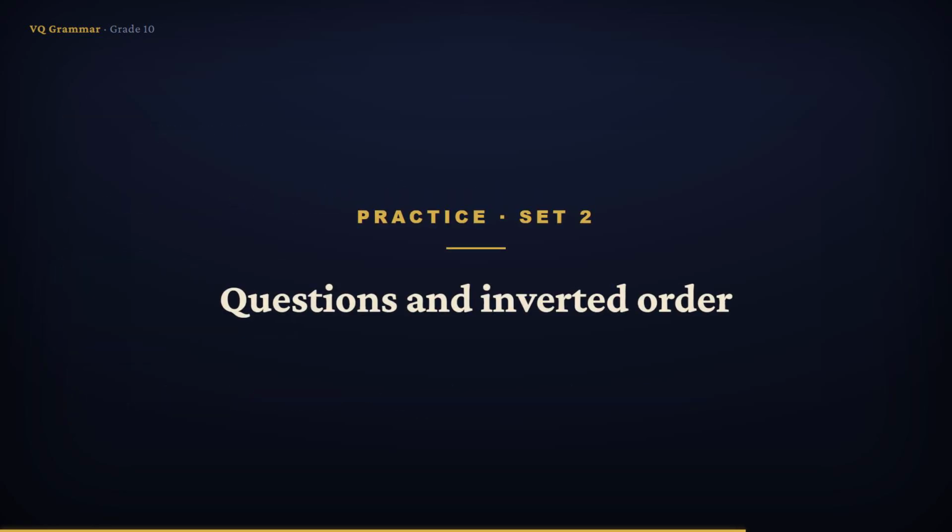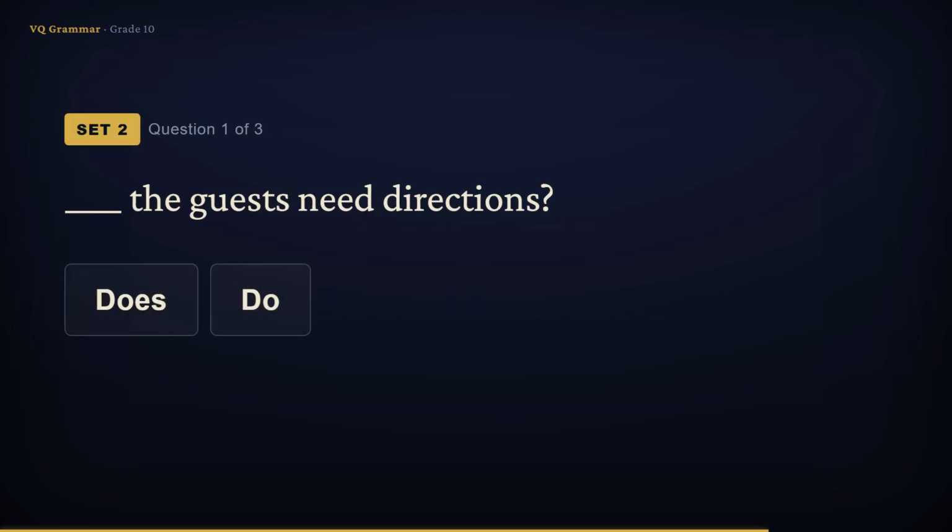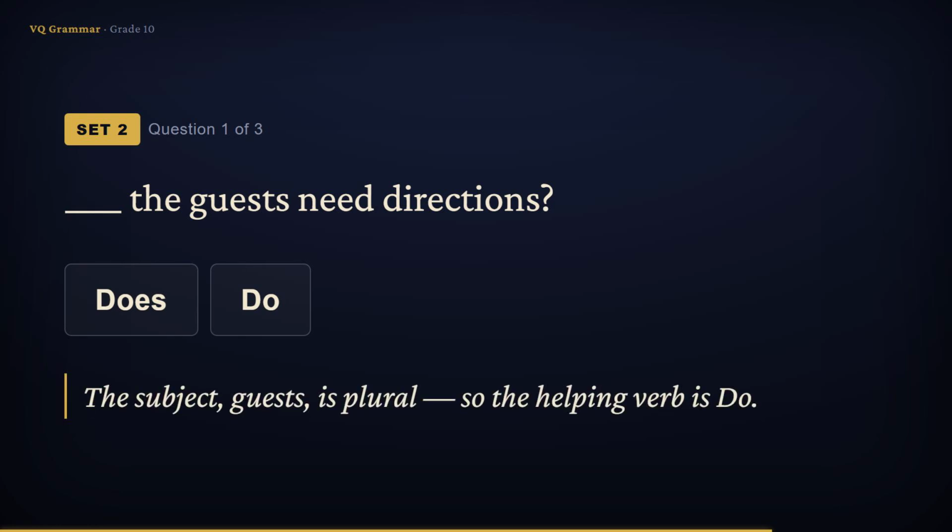Now for questions, and for sentences inverted for emphasis. Same job. Locate the subject wherever it is hiding, and then make the verb agree. Pause and try each one before I answer. Blank the guests need directions. The subject is wedged between the helping verb and the main verb. The guests. Guests is plural, so the helper must be plural as well. The answer is do. Do the guests need directions?